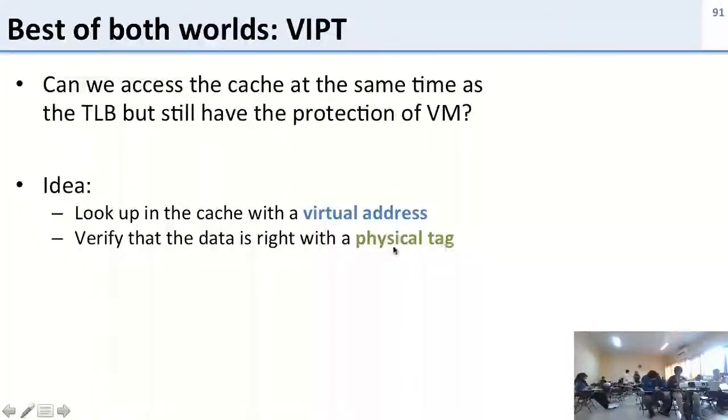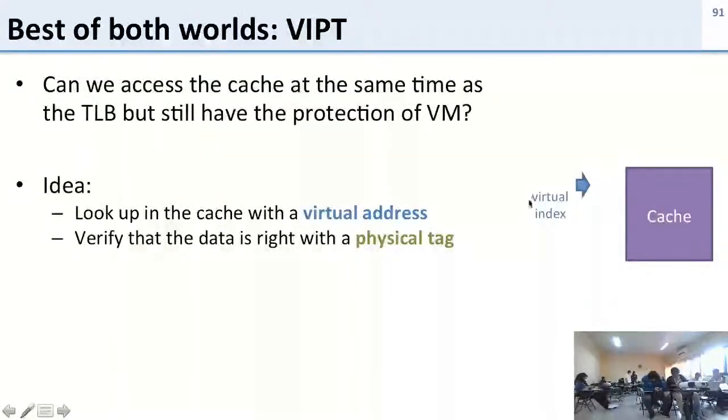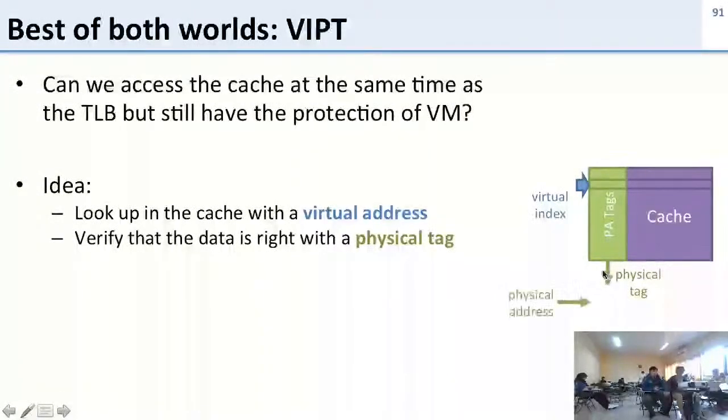So we're going to use the tag as a physical tag, but we're going to look up by the virtual address. So here's our cache. We're going to use a virtual index, straight from the CPU, virtual address, to look in the cache and find the right cache line. Then we're going to get out the tag for that cache line, but the tag is going to be a physical address. So in order to see if this is the right data, we're going to take that physical tag, take the physical address from the TLB, and compare them to see if we have a hit or miss.